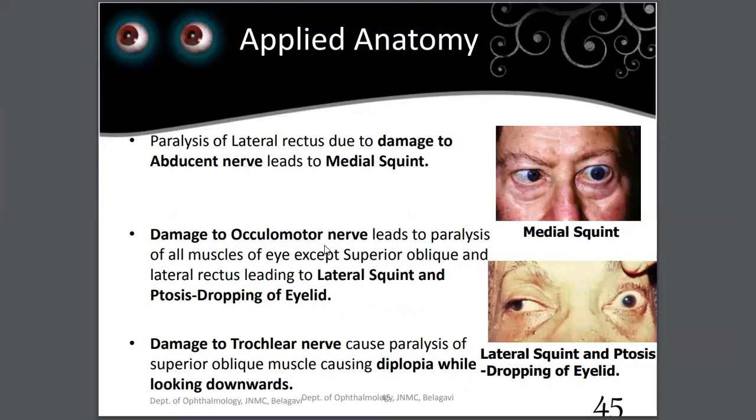Then damage to the oculomotor nerve. We know the oculomotor nerve supplies all extraocular muscles except SO4 LR6. Hence it leads to paralysis of all extraocular muscles except superior oblique and lateral rectus. Hence it leads to lateral squint and also ptosis. Ptosis is the drooping of the upper eyelid. Then damage to the trochlear nerve can cause paralysis of the superior oblique muscle, causing diplopia, that is double vision, while looking downwards.